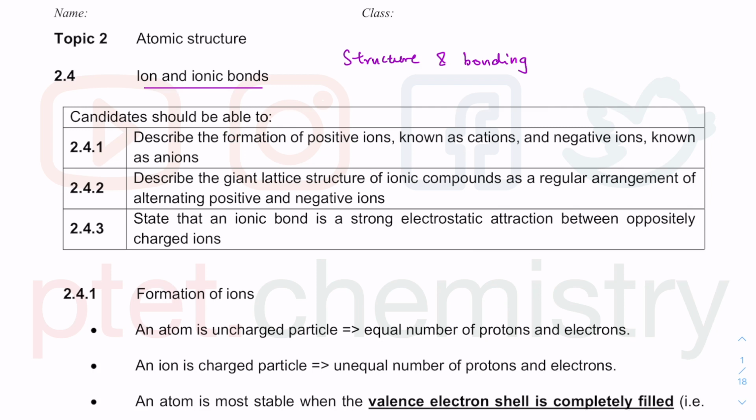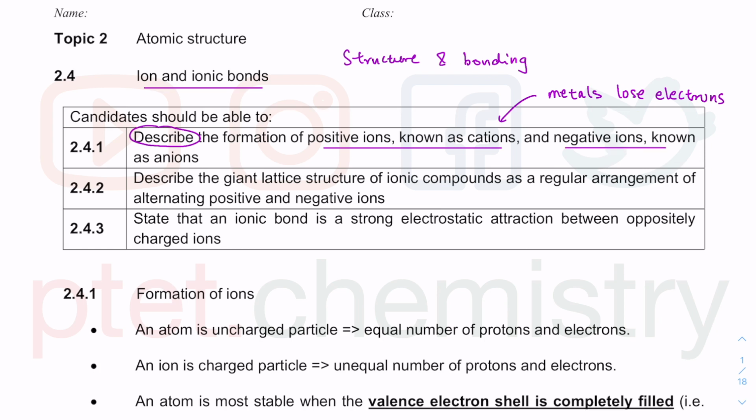So candidates should be able to describe the formation of positive ions. So the fact that you have described, you got to talk about how you get positive ions, known as cations. Well, we know that cations are positive ions. They come from metals. So metals lose electrons. This was part of atomic structure we did in the last topic. And I will advise you to actually go back to why or how metals lose electrons and what kind of charge they will get when they lose however many electrons based on their position in the periodic table.